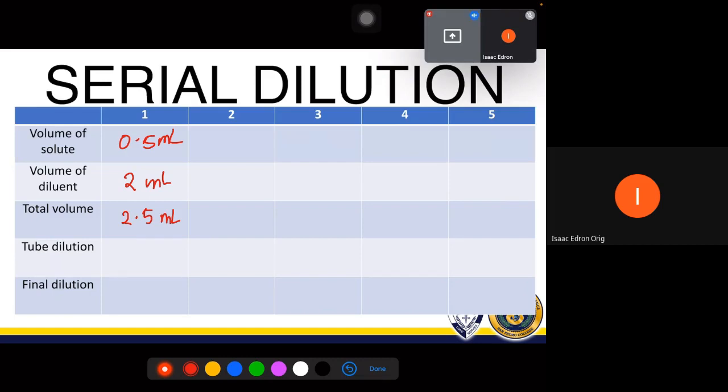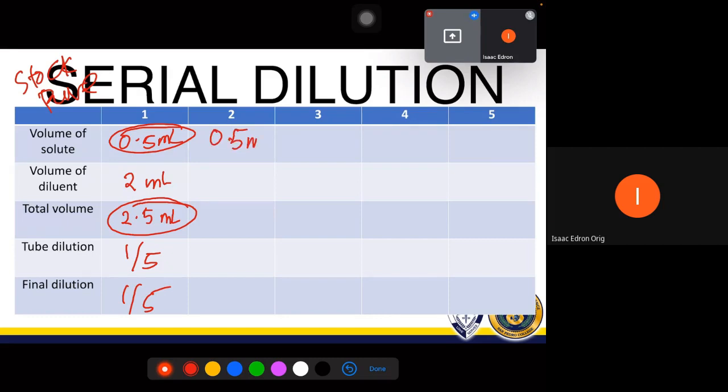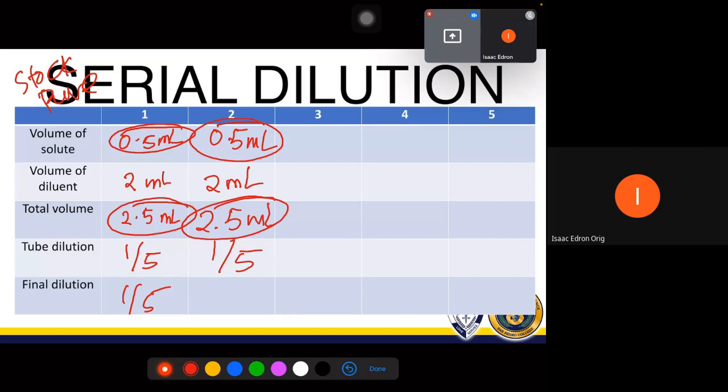Then, what is the tube dilution? So, 0.5 ml over 2.5 ml is 1/5. Di ba? So, 1/5. So, ang final dilution nito, since tube number 1 pa man siya, galing pa man siya sa stock solution or sa pure solution, so, 1/5 pa rin siya dito. Dito, kukuha na naman tayo ng 0.5 ml from tube 1, then 2 ml from na diluent. So, the same total volume is 2.5 ml. Then, ang tube dilution niya is still 1/5 kasi 0.5 ml over 2.5 ml is 1/5.